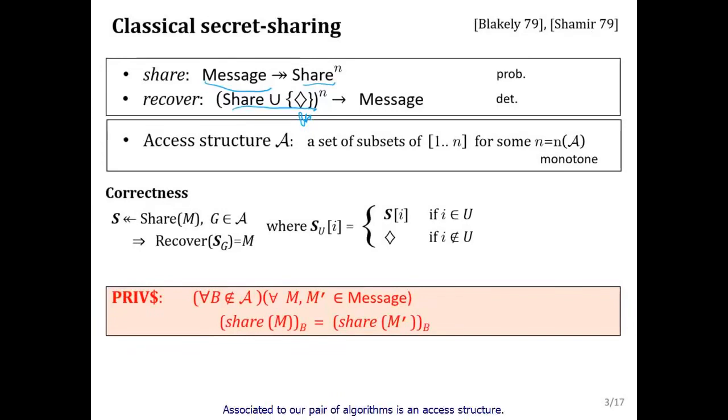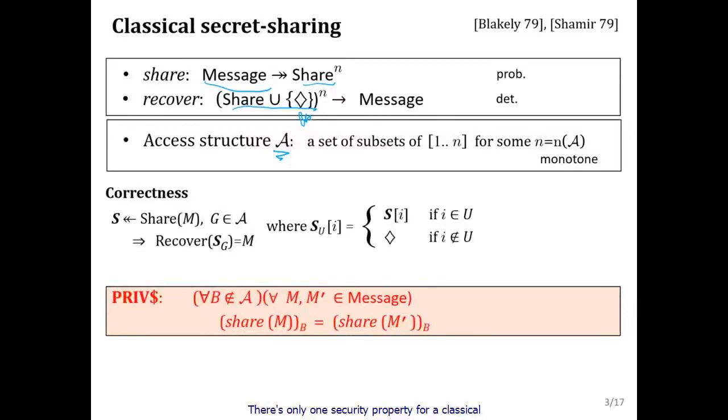Associated to our pair of algorithms is an access structure, A. The access structure specifies which sets of shareholders are authorized to recover the message from shares. Formally, an access structure is just a set of subsets of the numbers 1 to n. It has to be monotone, which means that if some set of users are authorized, it's in A, then so too is any superset of it.